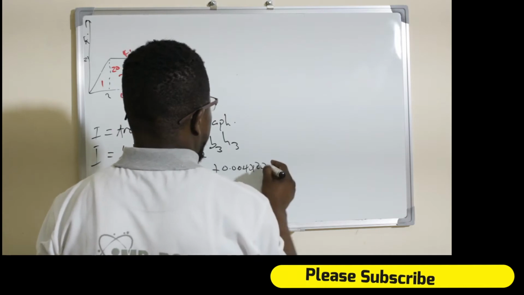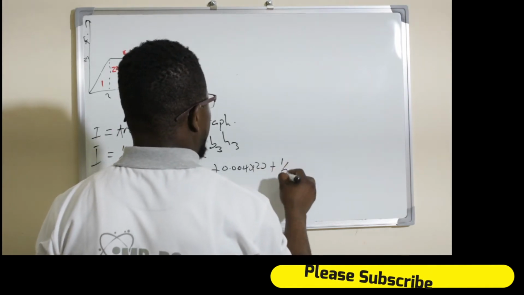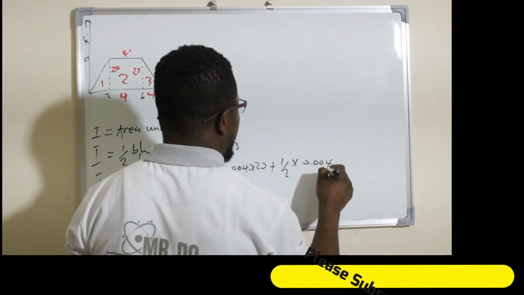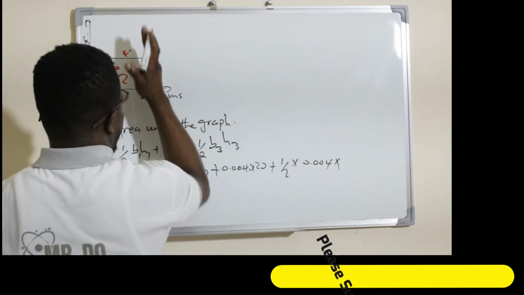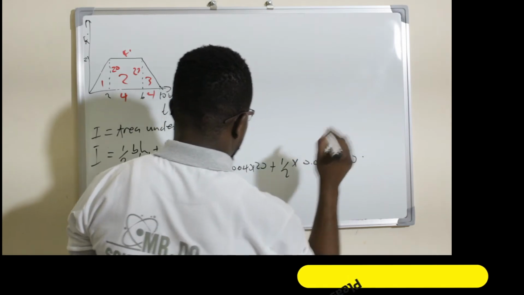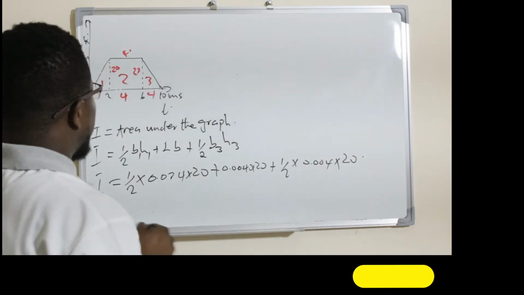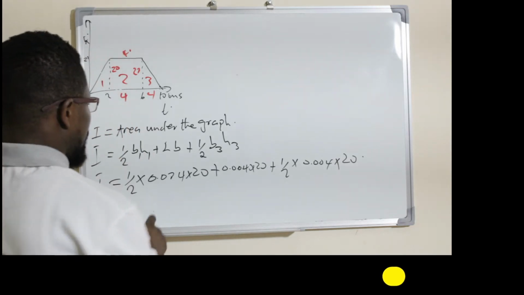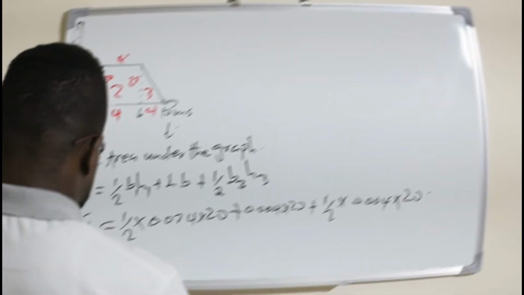Okay, and then I am going to add half multiplied by the base here, which is 4, so 0.004, times the height, which is 20. Quickly, and then let's solve this and see. So let's punch that into our calculator.